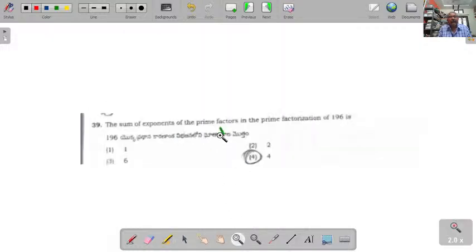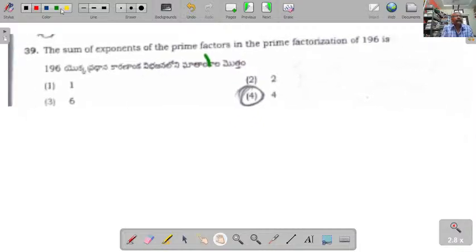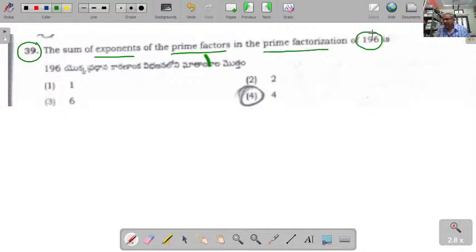So let me check the question. See, 39. The sum of the exponents of the prime factors in the prime factorization of 196. So my dear students, it's a very basic question. It is also based on the fundamental theorem of arithmetic.